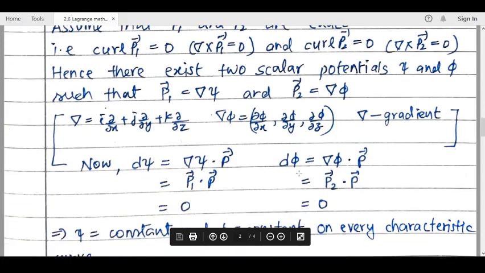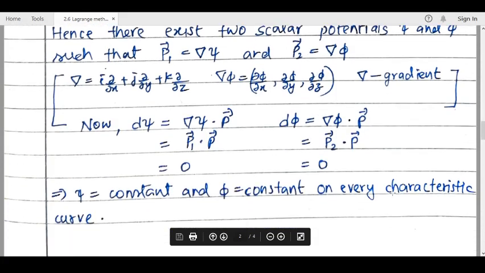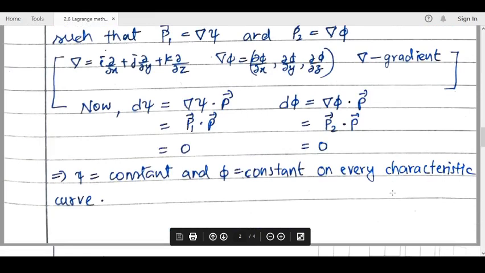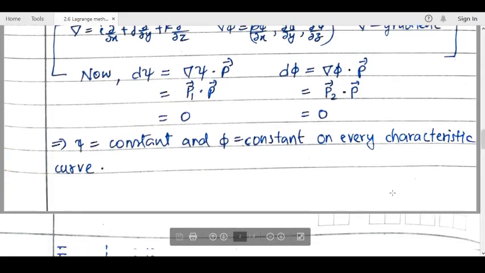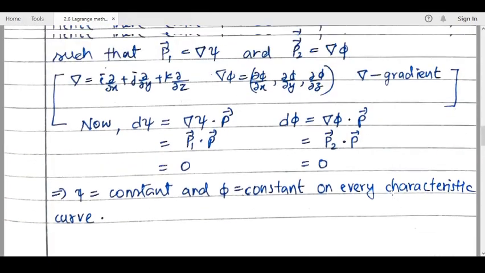Similarly, d phi, the derivative in the direction of p, is given by del phi dot p. And what is del phi? Del phi is P2. So it is P2 dot p. And since P2 and p are orthogonal, this is 0. So we get d psi equal to 0 and d phi equal to 0. It means that psi is constant and phi is constant on every characteristic curve.